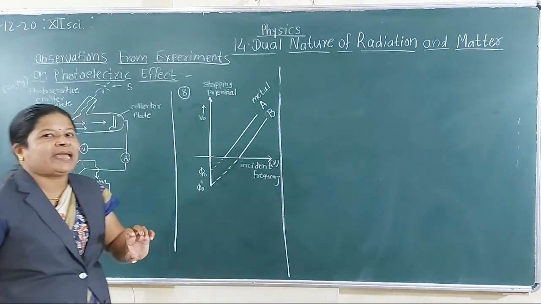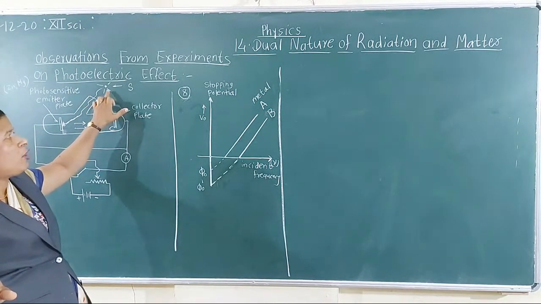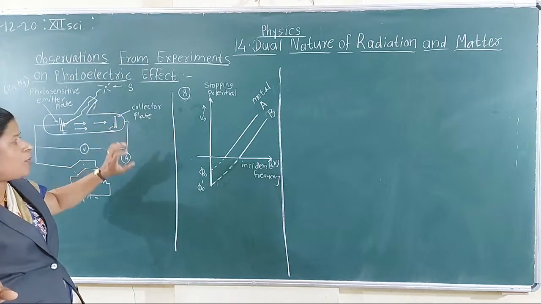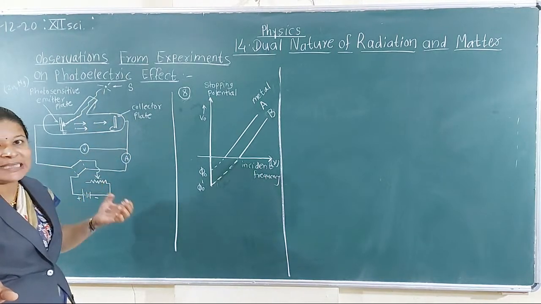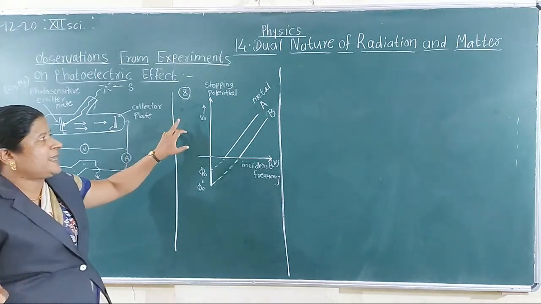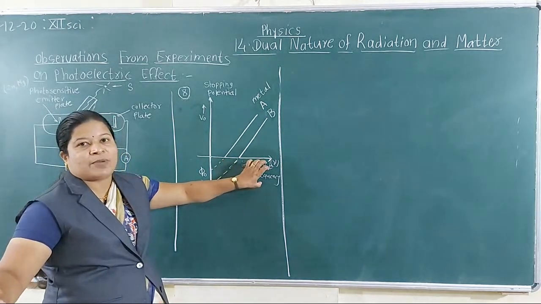What is the effect of frequency? If we change the frequency of this monochromatic source, what is the effect on the photoelectric current? In the previous lecture we learned that, and today we are going to study the stopping potential and incident frequency.